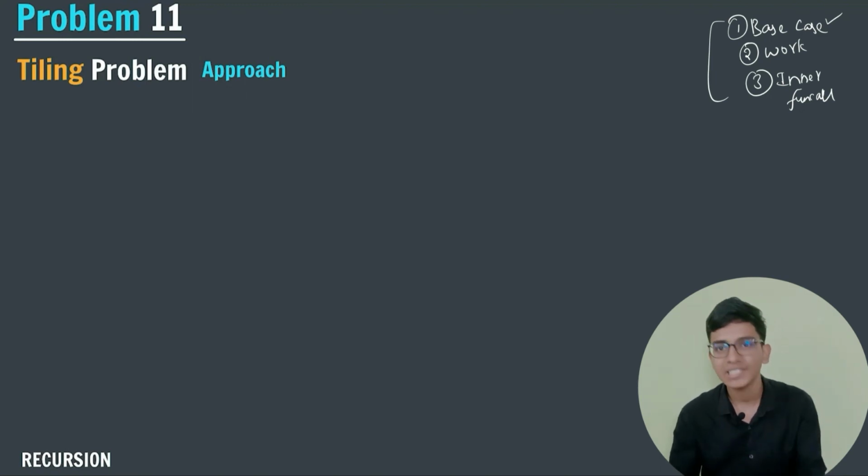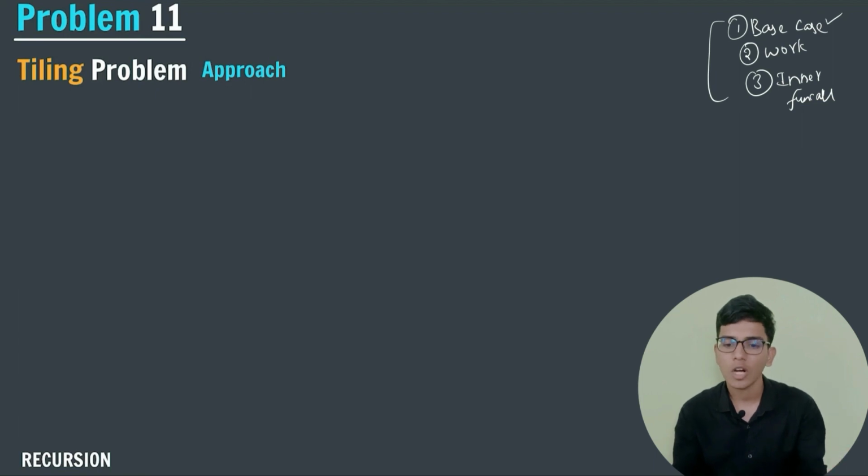Right, this is the basic asking of our question, and we need to give the user the number of ways that are possible for how we can put the tiles on top of our floor such that it will cover all the area provided for our floor. To approach this question we need three things: what is our base case, what is the work I'm doing, and defining our inner function calling. If we can define these three things, then I can easily solve this question.